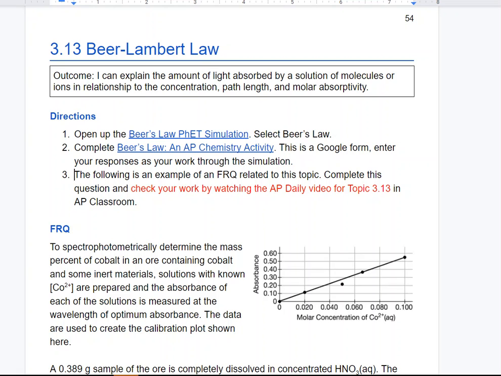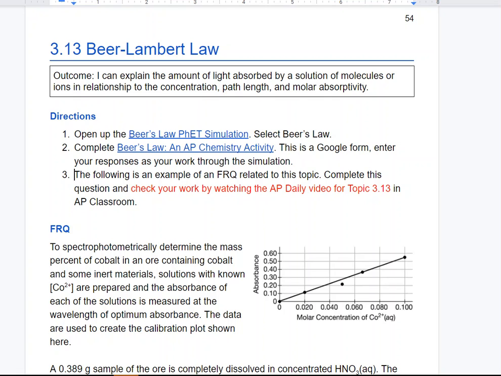This is topic 3.13, the Beer-Lambert Law. Our outcome is I can explain the amount of light absorbed by a solution of molecules or ions in relationship to the concentration, path length, and molar absorptivity.